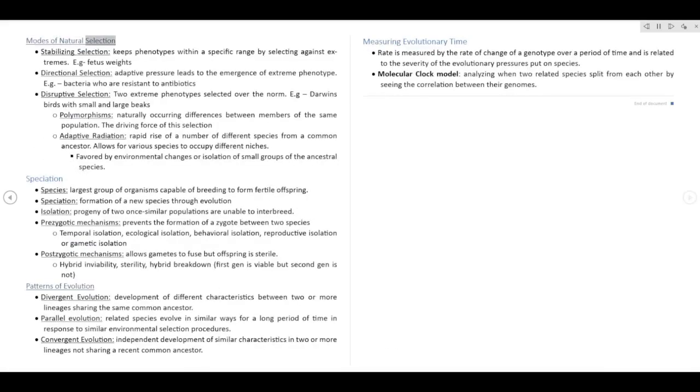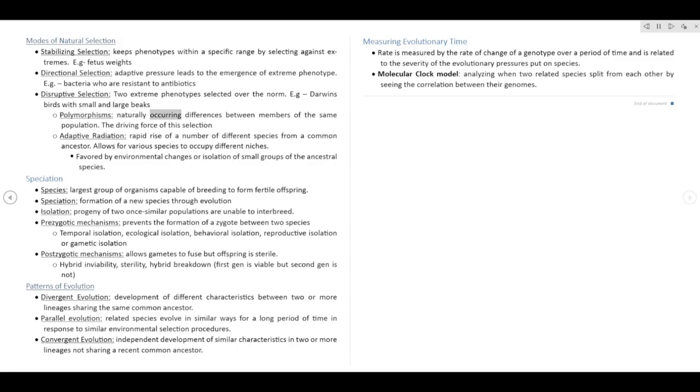Modes of natural selection. Stabilizing selection keeps phenotypes within a specific range by selecting against extremes, e.g., fetus weights. Directional selection: adaptive pressure leads to the emergence of an extreme phenotype, e.g., bacteria that are resistant to antibiotics. Disruptive selection: two extreme phenotypes are selected over the norm, e.g., Darwin's birds with small and large beaks.